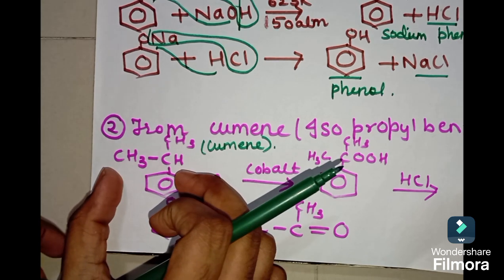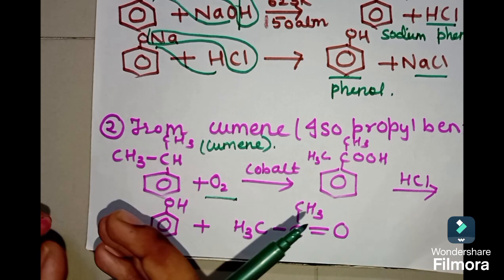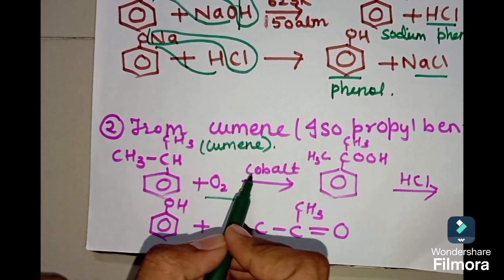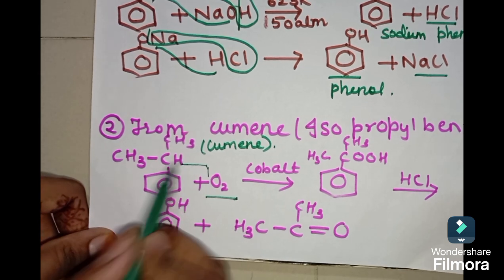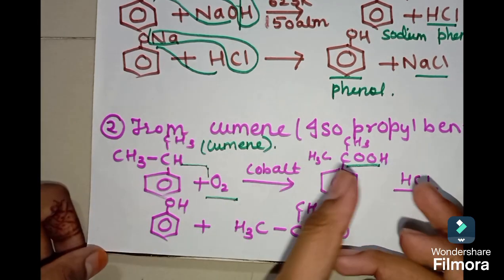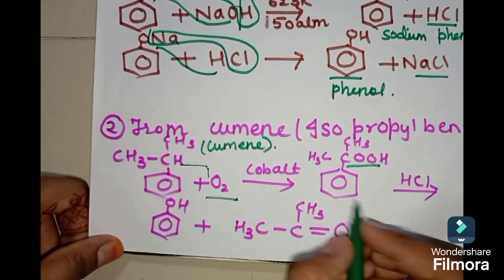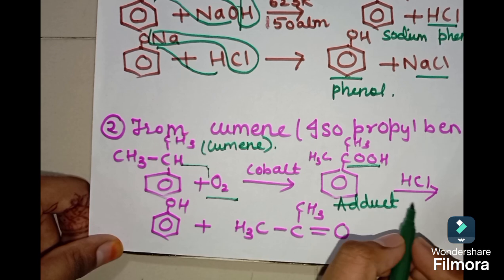So I am taking cumene over here and I am taking oxygen. When I react both of them in presence of cobalt, what will happen over here? This oxygen will get added to this cumene, so it will form COOH. Now this product is called an adduct. This is not a final product, it is just an intermediate.